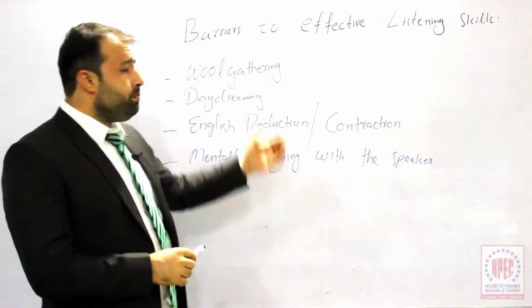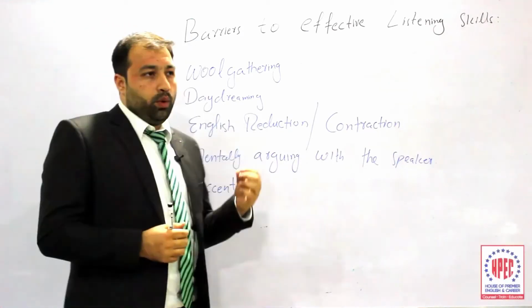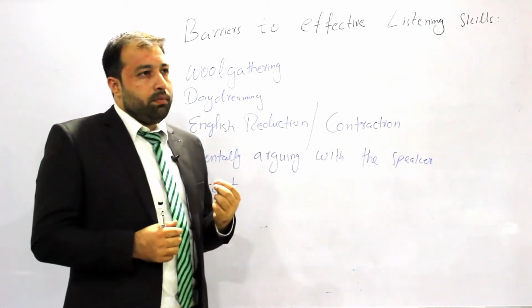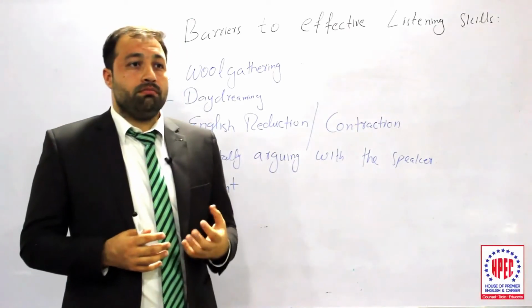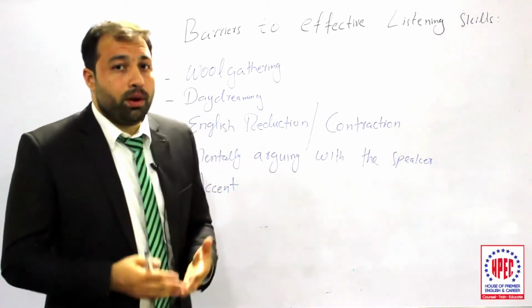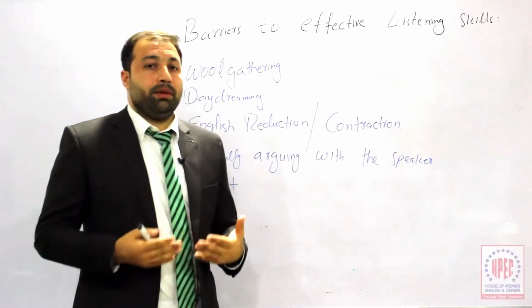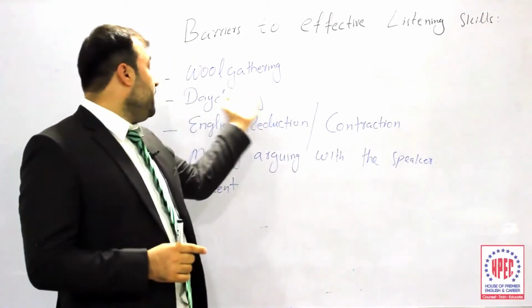And the second barrier to effective listening is daydreaming. We daydream because we might be thinking about our future. We might at times daydream and live in a fool's paradise. So this is one of the problems, one of the barriers to becoming a good listener. We need to avoid wool gathering and daydreaming.